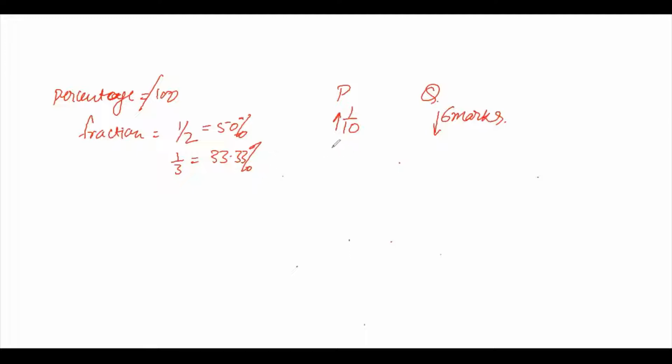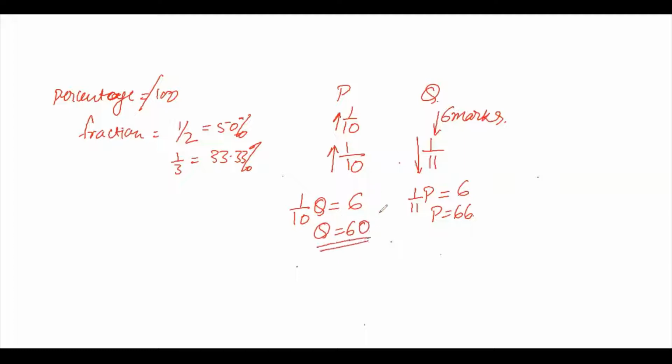Okay, if I'm saying P is 1/10th more than Q, listen to this now. If P is more than Q, Q must be less. How much less? 1/11 of P, it is less. 1/11 of P is equal to 6 marks. P comes out to be 66. Or I would also say that P has scored 1/10th of Q more than Q, which is equal to 6. So Q will automatically come out to be 60. So anyhow, you can get this answer in seconds.